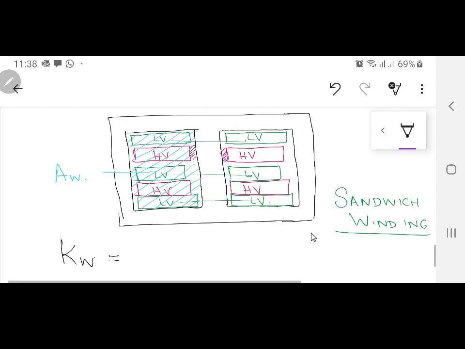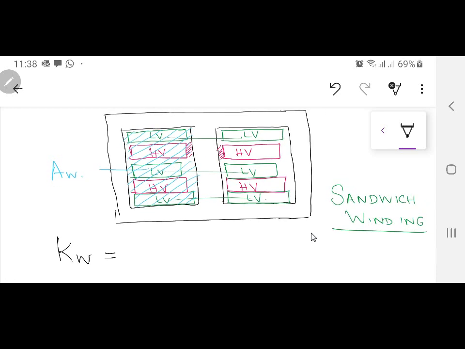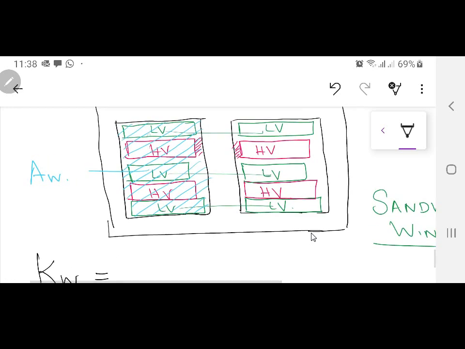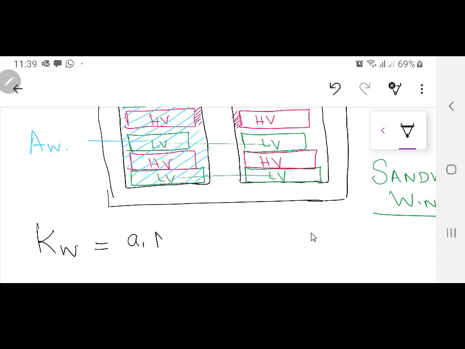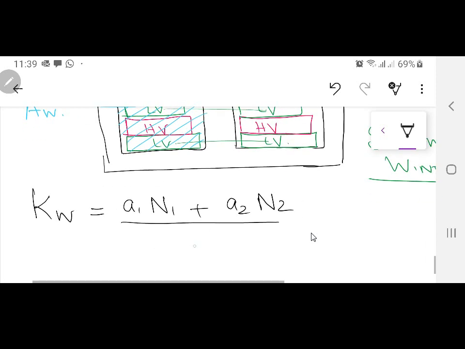Okay, anyway, so you have this window area AW over here, and in this one you can see this is low voltage, low voltage, low voltage. So how many number of turns are there in this one? N1. What is the cross sectional area of the low voltage winding? A1. So here easily same, this is A1 N1 plus A2 N2 divided by the window area.